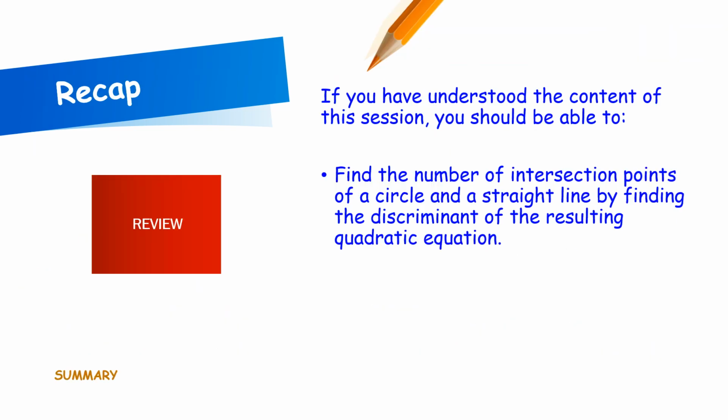This brings us to the end of this session. If you have understood its contents, you should be able to find the number of intersection points of a circle and a straight line by finding the discriminant of the resulting quadratic equation.